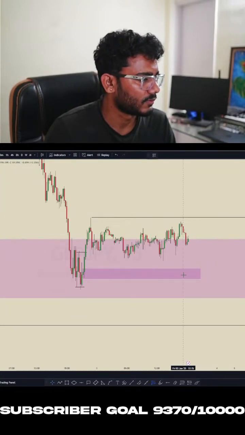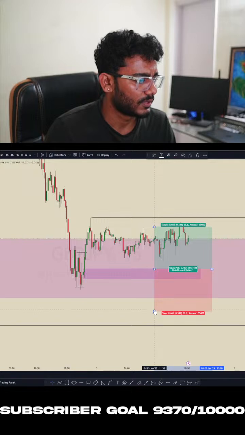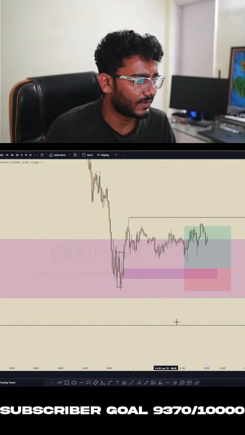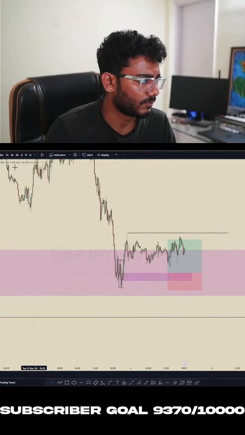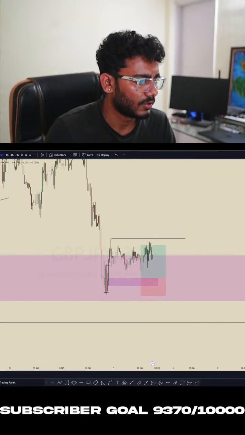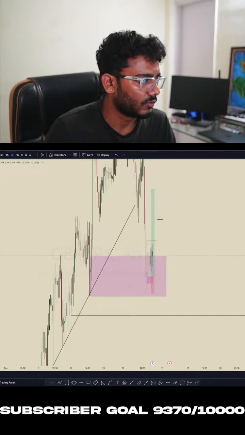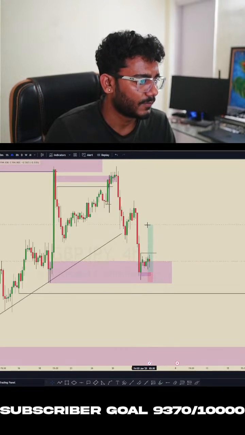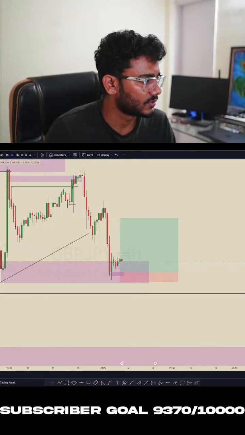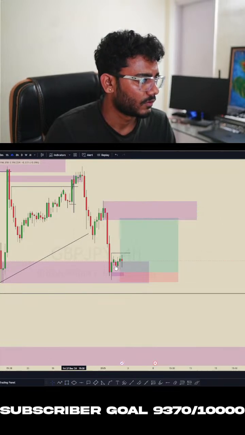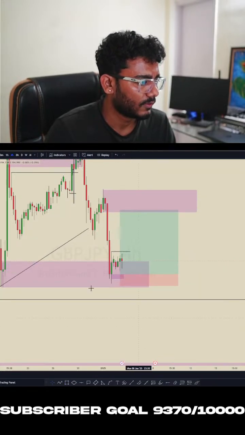So something like this can work out here. So just instead of taking direct entry, we have to look for confirmation entry for better RR and confirmation. But still, if you want to take a direct entry, you can look for buy side entries. Just keep the stop loss at least 2 times of this order block, and you can look for buys at this area till this demand zone, which is this one, and you can catch this move very easily.